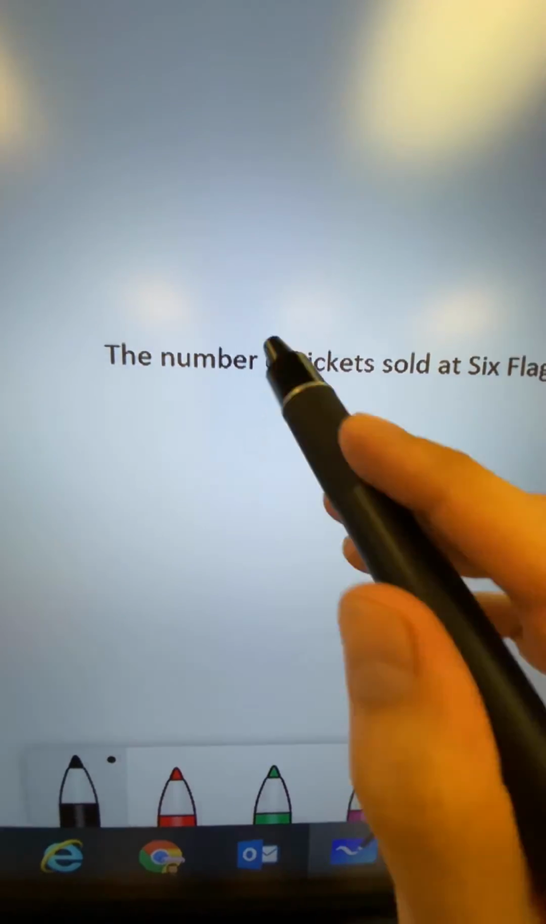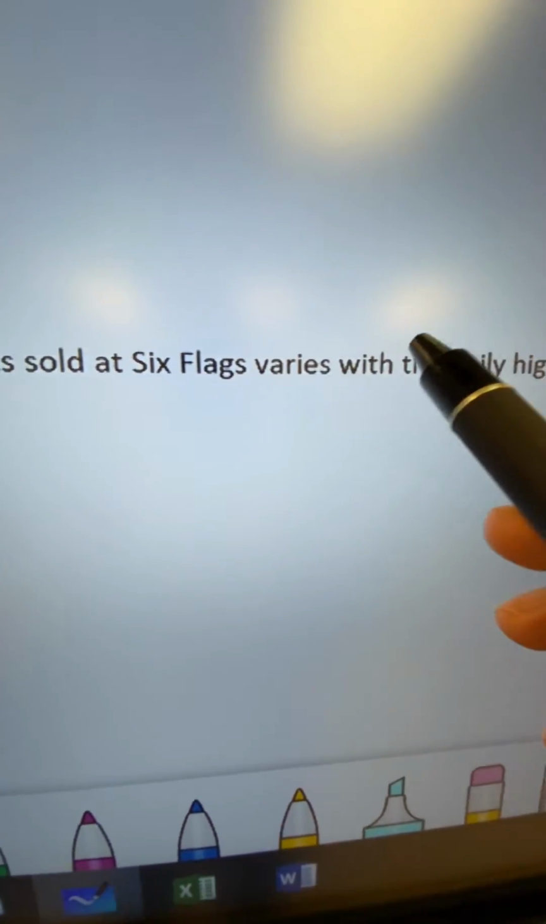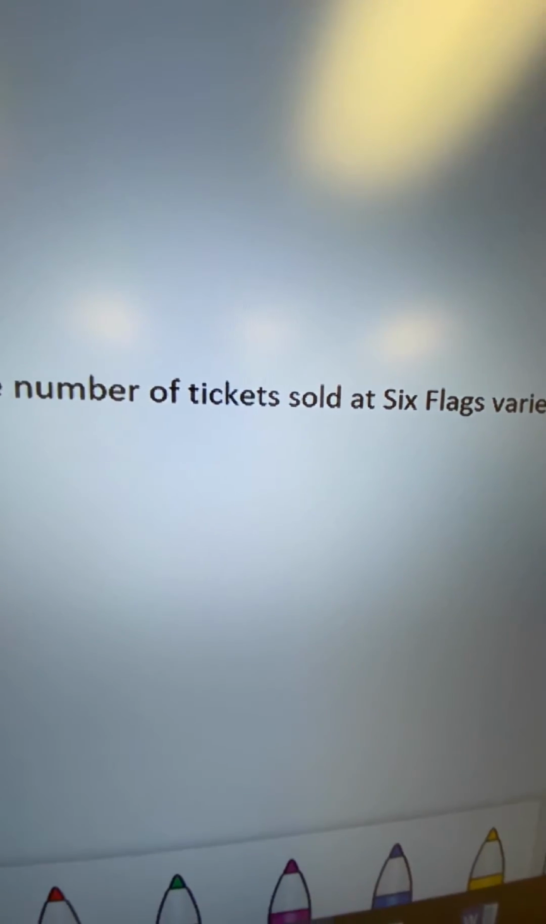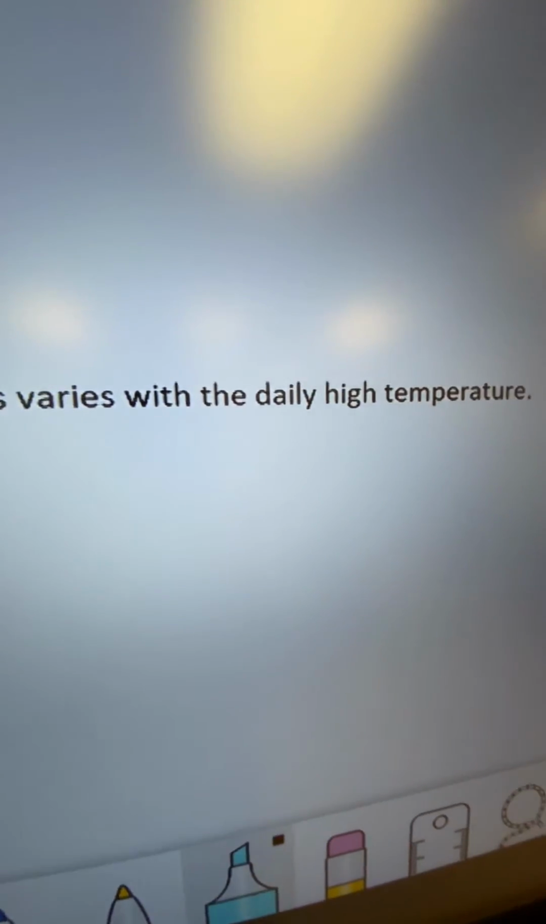This example says the number of tickets sold at Six Flags varies with the daily high temperature. So our job is to figure out which one is the independent and the dependent variable. What I first do is underline or highlight the two things that we're talking about in the problem.